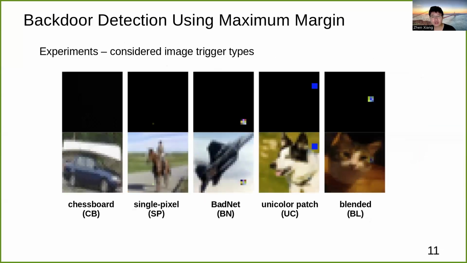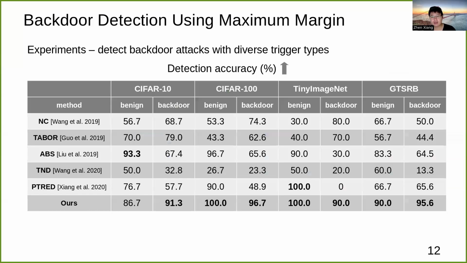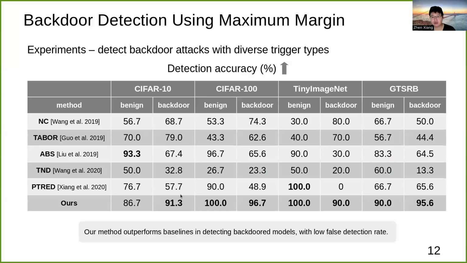In our experiments, we consider several different types of backdoor triggers very popular on the market. And we compare our method with several baselines on 4 different datasets. Here we show the detection accuracy of our method on benign models and backdoor models, and the detection accuracy on backdoor models is averaged over all those different backdoor trigger types. And we show that in general, our method achieves higher detection accuracy than the other baselines with a low false detection rate, showing the effectiveness of our method.